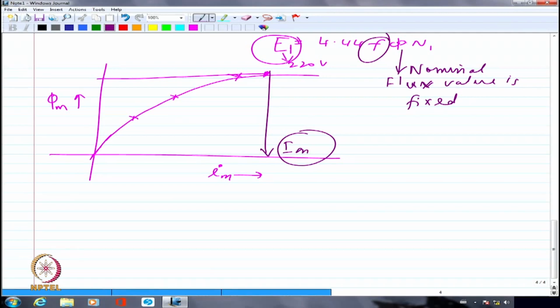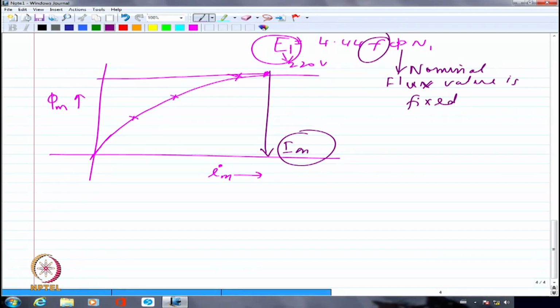But if I try to plot Lm for different values of voltages, clearly the operating point is changing because E equals 4.44 F phi N1. Phi will definitely change if I change the voltage. So if I try to plot the magnetizing reactance for different values of applied voltages, it would not be a constant. It would be changing. But for a given rating of the transformer, for a given operating point of the transformer, Lm will be a constant.